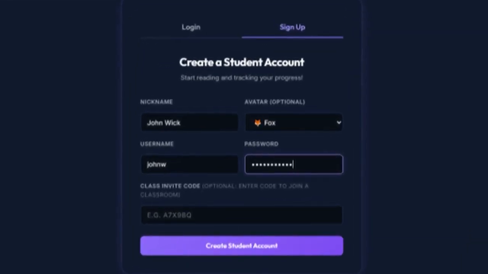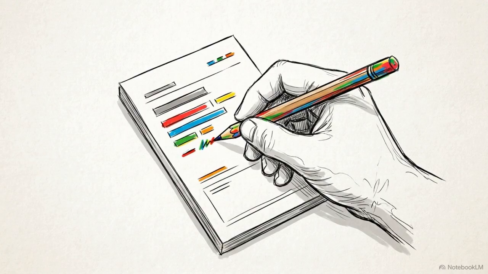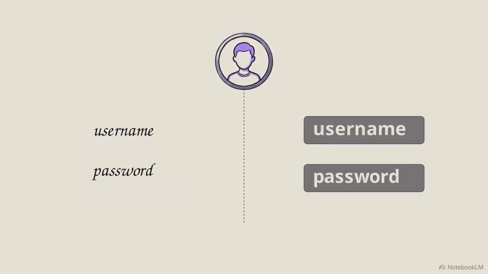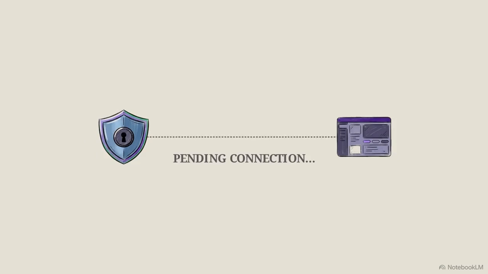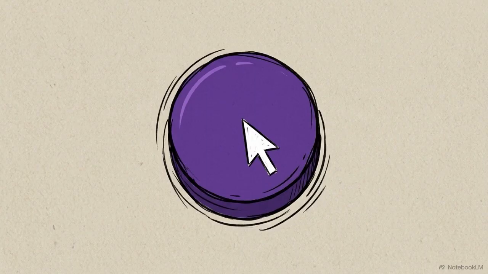Fill in the required fields. Enter a nickname, select an optional avatar, choose a unique username and a secure password. Stop and write down your username and password on a piece of paper. You will need to type these in exactly on the next screen. You may notice a field for a class invite code here. We are going to skip that for now, as we will enter that directly into your dashboard later to ensure a secure connection. Click the purple button at the bottom, labeled Create Student Account, to submit your information.